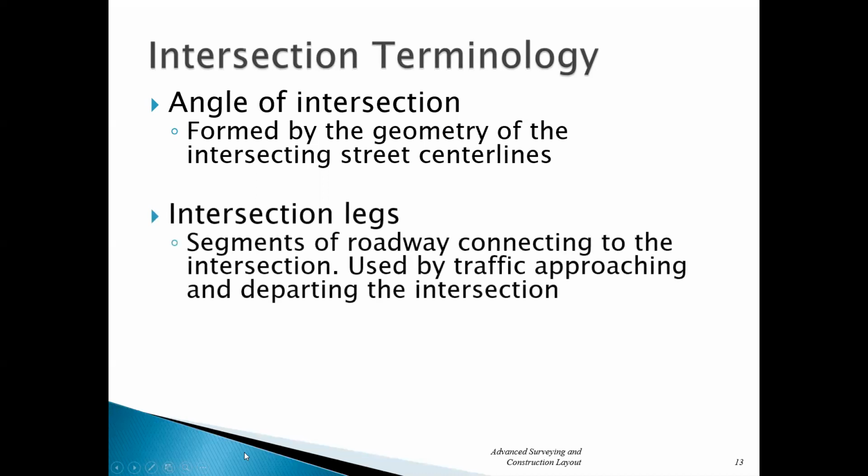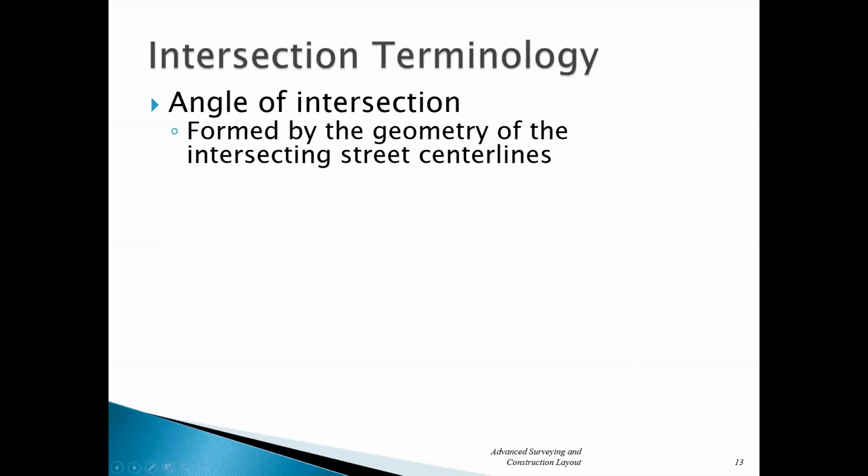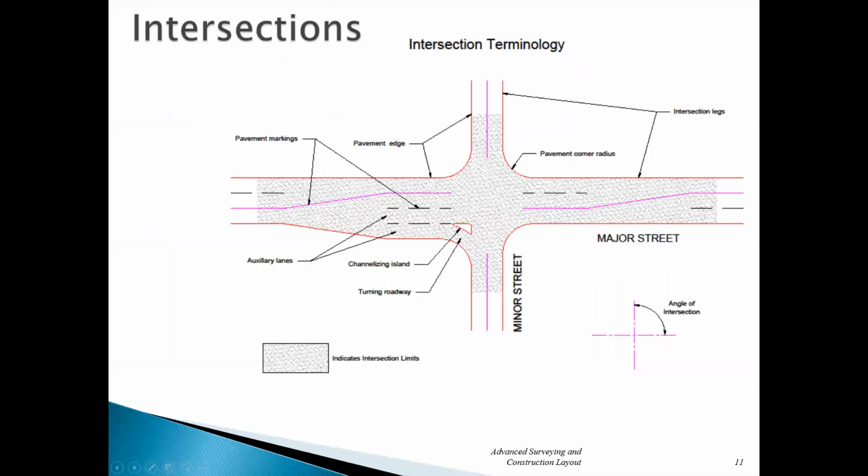So intersecting legs, these are the segments that connect to the intersection. And this is used by the approaching and departing stuff. So if we look back at this guy, these are your legs right here. This is your ending leg and beginning leg kind of thing.